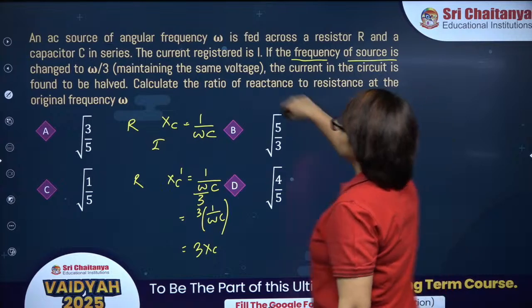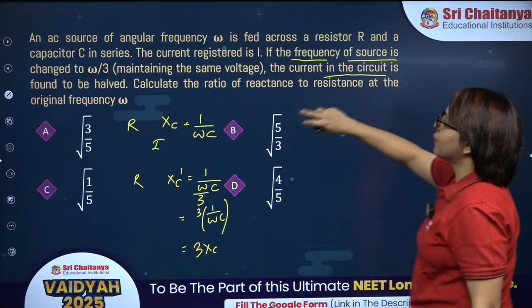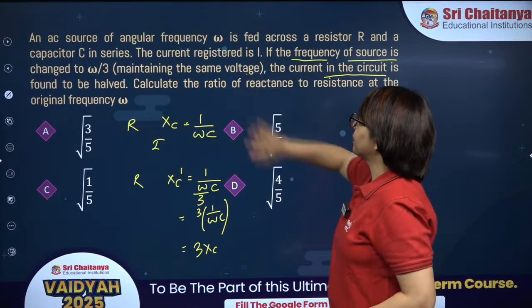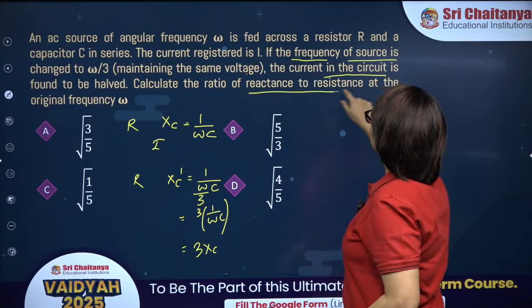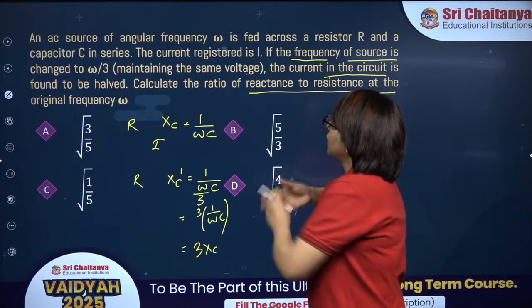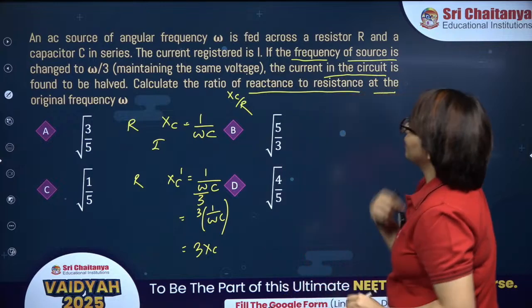Now when you change the angular frequency to omega by 3, the current in the circuit is found to be 1 by 2, right? We are keeping the potential same. Calculate the ratio of reactance to resistance at the original frequency omega. We have to find the ratio of XC divided by R at the original frequency omega.